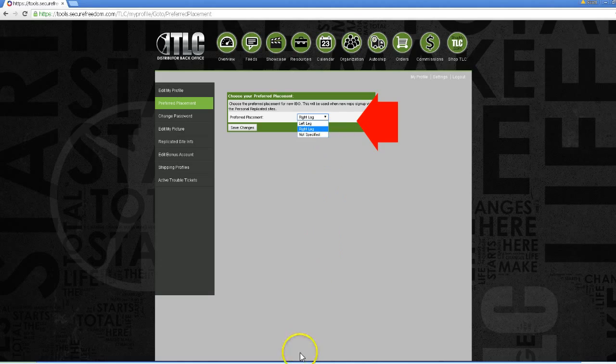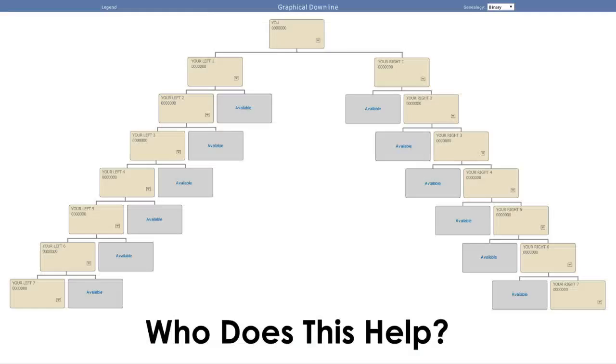But if you do this and you do not sign up people any other way than just allowing them to go to your website and join, you're going to end up with a structure looking like this. And so this is the example that I want to talk about. This is 7 people on your left side and 7 on your right side. And so let's say you sponsored these 14 people.